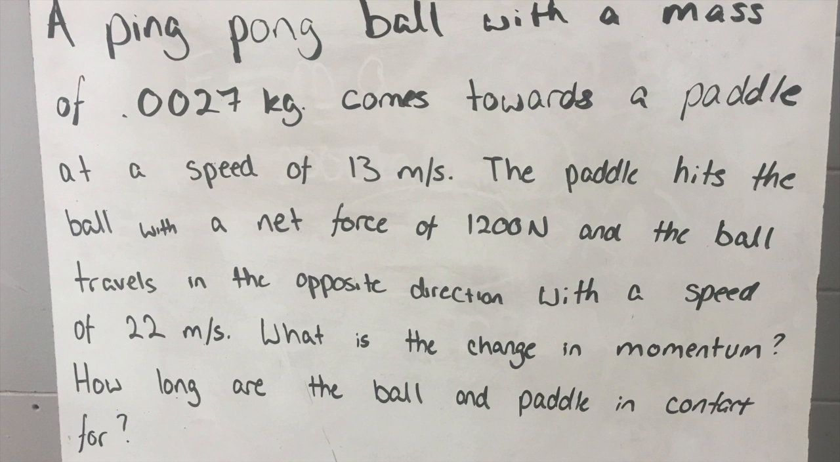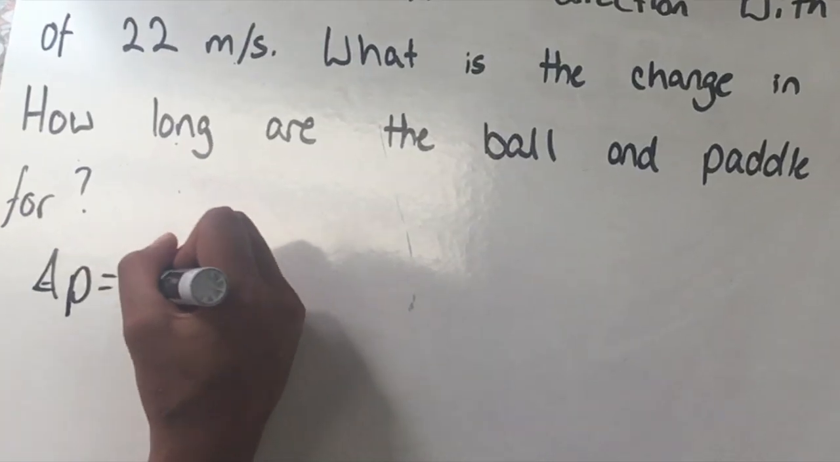A ping pong ball with a mass of 0.0027 kilograms comes towards the paddle at a speed of 13 meters per second. The paddle hits the ball with a net force of 1,200 newtons, and the ball travels in the opposite direction with a speed of 22 meters per second. What is the change in momentum, and how long are the ball and paddle in contact for?